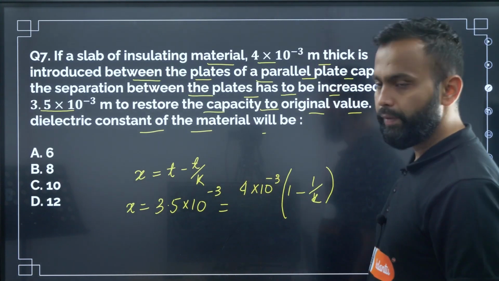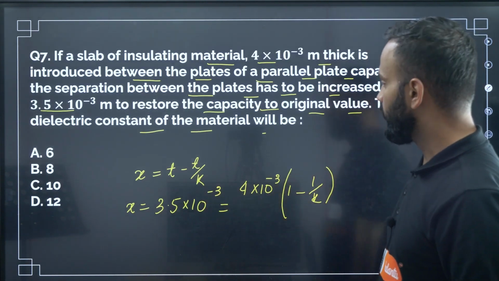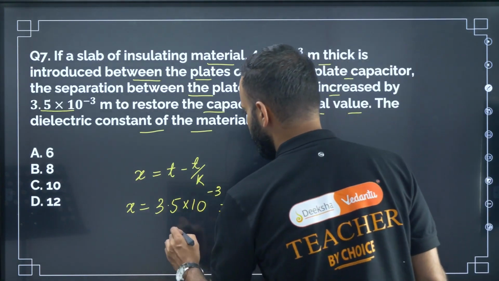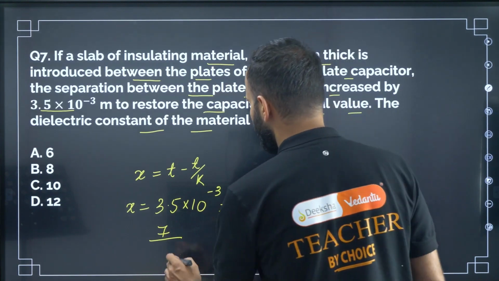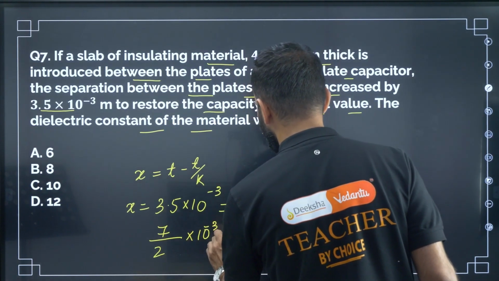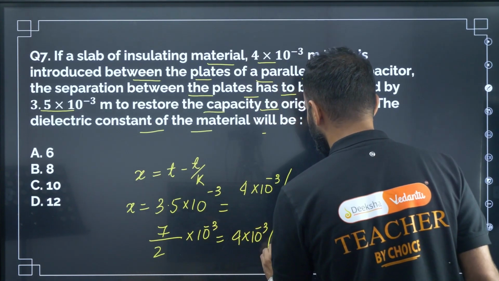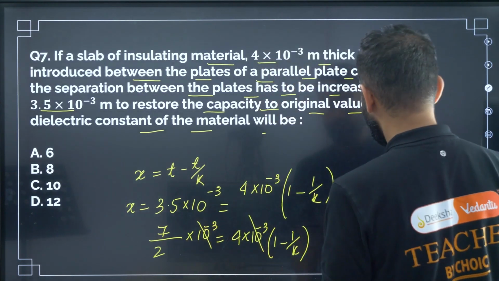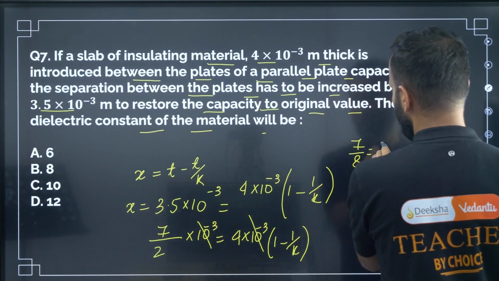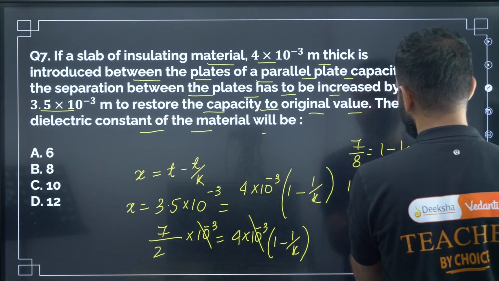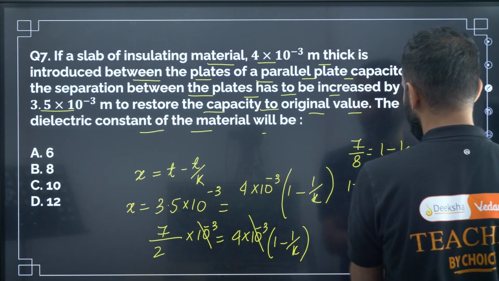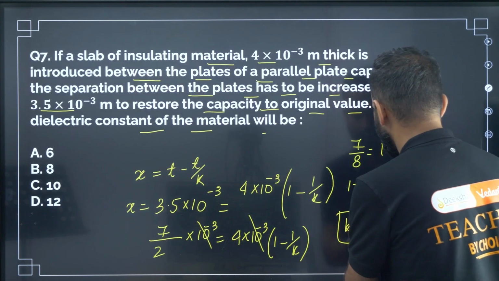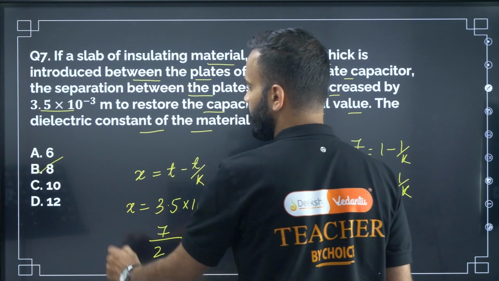Now we can write 3.5 in fraction, so it is 7 by 2. So 7 divided by 2 into 10 to the power minus 3 equal to 4 into 10 to the power minus 3 into 1 minus 1 by k. Now 10 to the power minus 3 will get cancelled, so this will be 7 by 8. 7 by 8 equal to 1 minus 1 by k. So 1 minus 7 by 8 equal to 1 by k, so this will be 1 by 8. So k equal to 8. So the correct option is B.